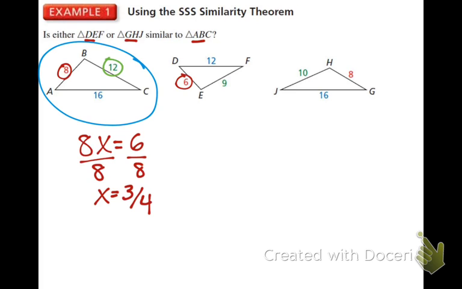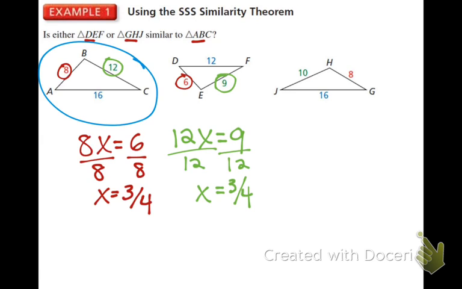We'll do the same thing with 12. What does 12 correspond with? 9. So 12 times the scale factor gives us 9. Divide by 12. What's 9 over 12 reduced to? 3/4. It's looking good so far.